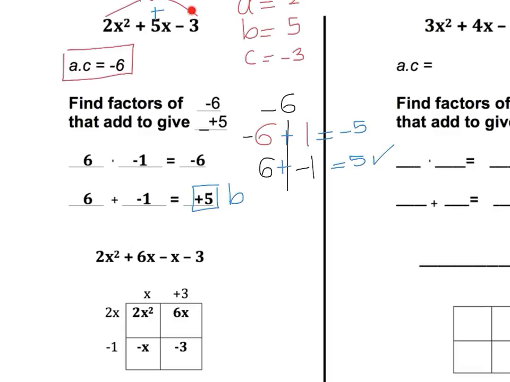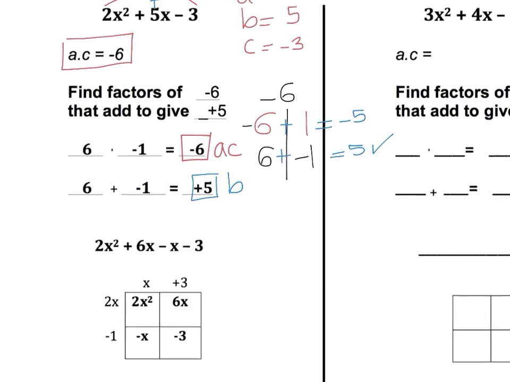Okay? The constant, you copy it down. So now I have 2x to the power 2 plus 6x minus x minus 3. So I always copy the first term and the last term, and I split the middle term. What do I split it to? Once I find those two numbers that multiply to give me AC and add to give me B, that's what I split the middle term to.